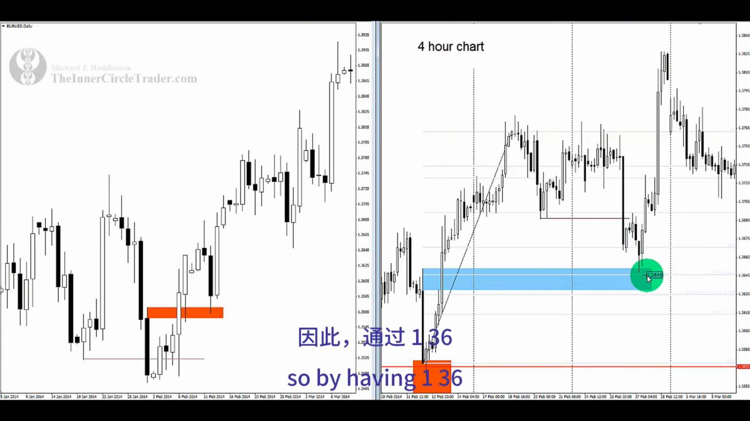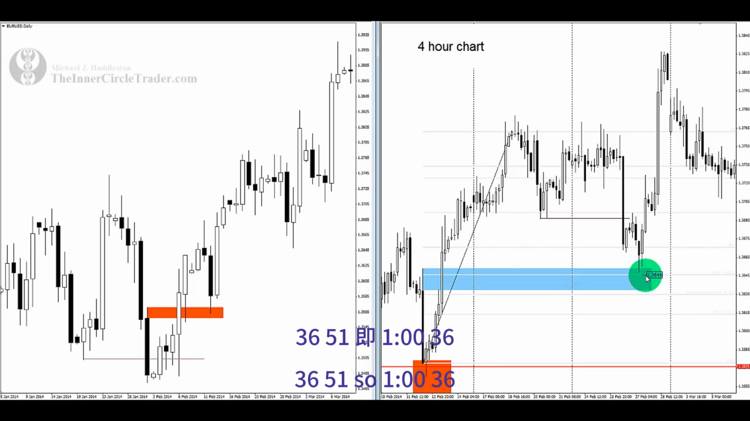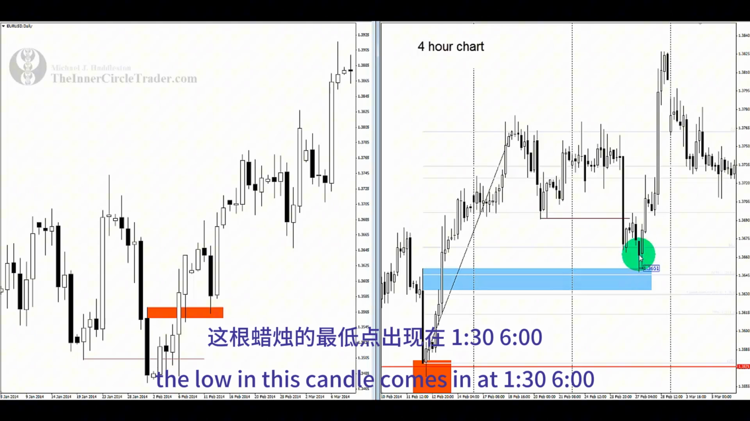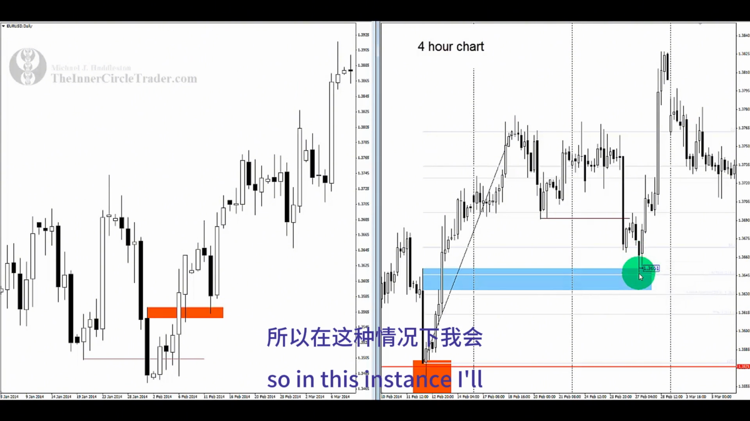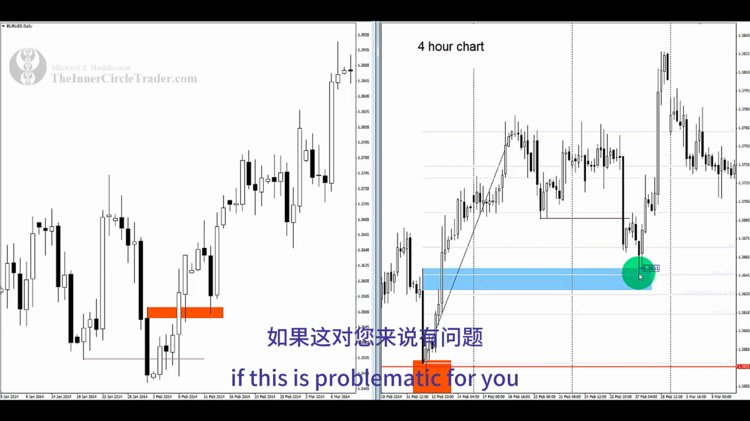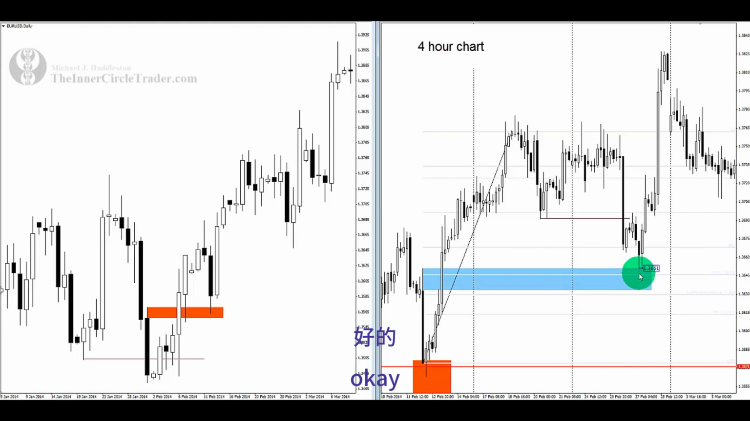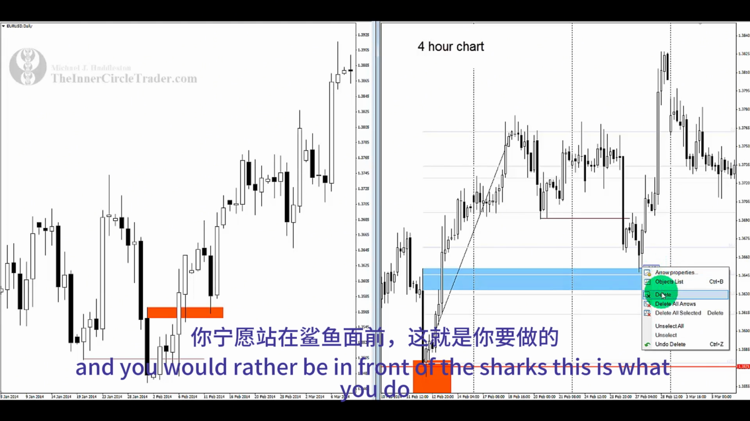So by having 136.46 and adding 5 pips to that, your entry would come in around 136.51. So 136.51 is right here. The low on this candle comes in at 136.48, exactly 3 pips. In this instance, I'll leave it up to you to decide whether that would have been a factor for you or not. If this is problematic for you in terms of getting in on limit orders and you would rather be in front of the charts, this is what you do.